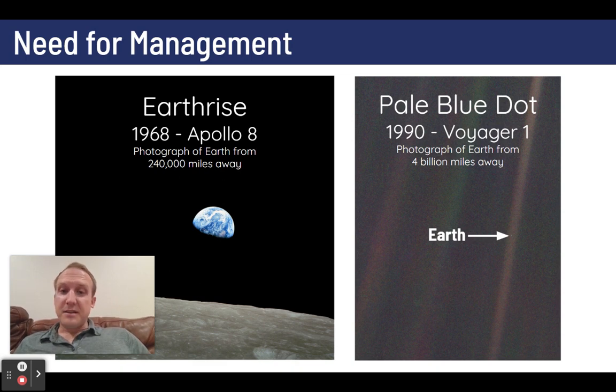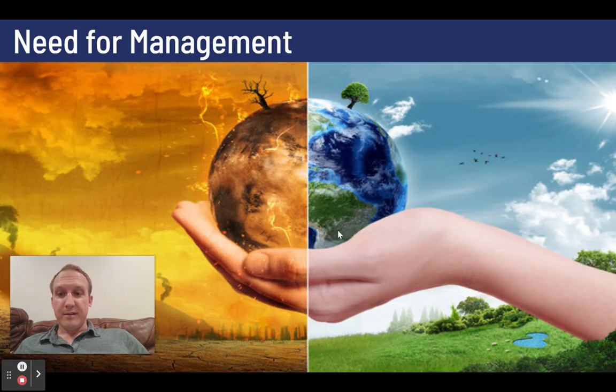So this is something that, we're not going anywhere. So we've got to deal with what we have, and what we have is a very small place with a lot of stuff that we need. So we better take care of that stuff. So this is the need for resource allocation, right?